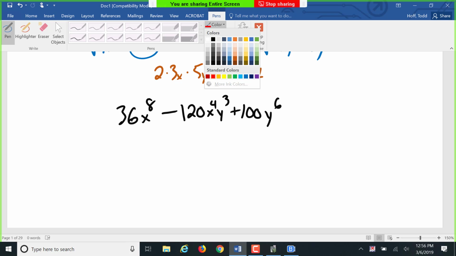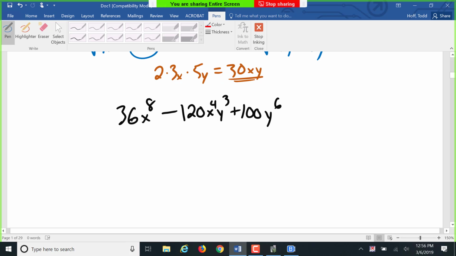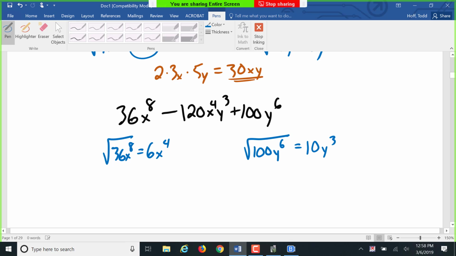I'm going to give you a second. I want you to try to factor this one in your notes. The square root of our first term, the square root of 36x to the 8th, is going to be 6x to the 4th. Good. Our last term, 100y to the 6th, the square root of 100y to the 6th is 10y to the 3rd. Good.